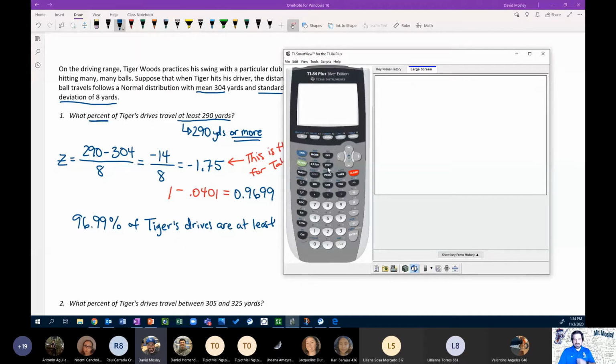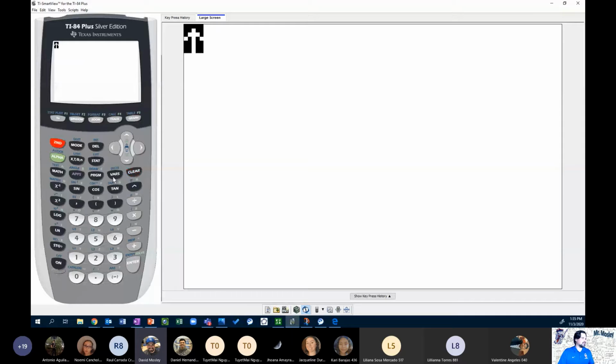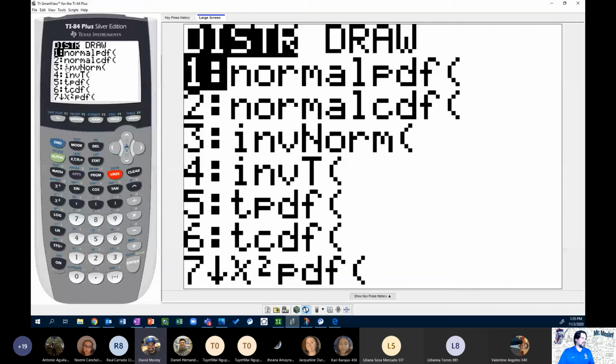So I can use my calculator in place of using table A, as long as we use it properly. And so what you do is hit second, and then the button that says VARS. Right above it, it says distribution. That's what we're accessing, is what's in blue here. And I want the second option, normal CDF.